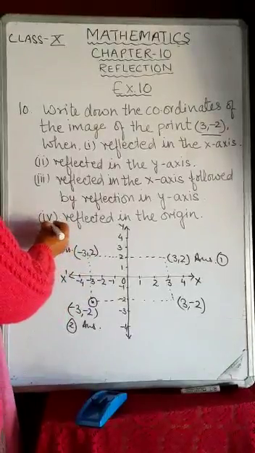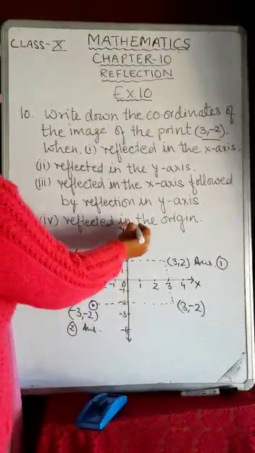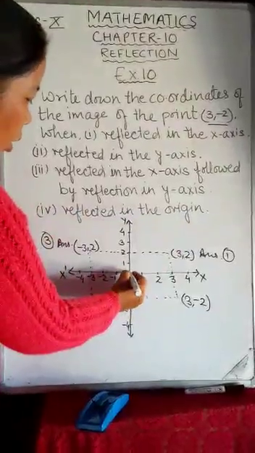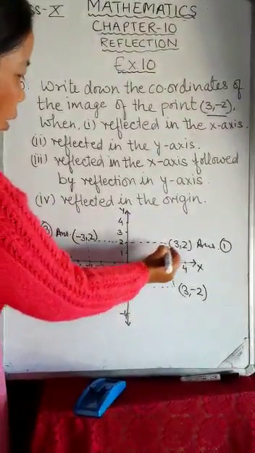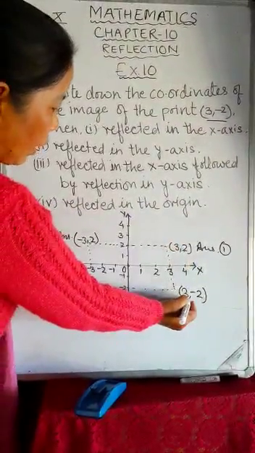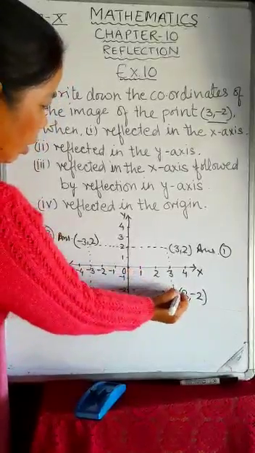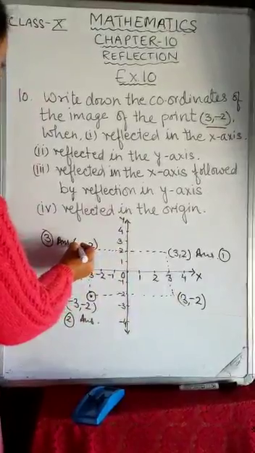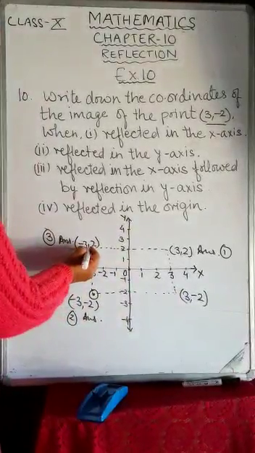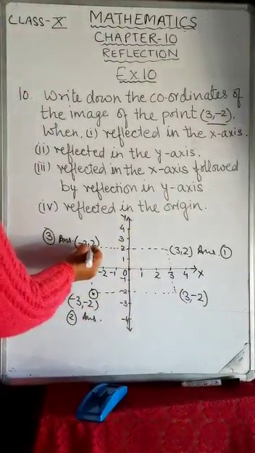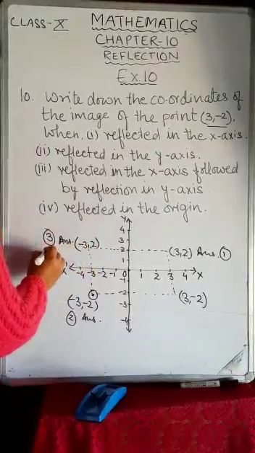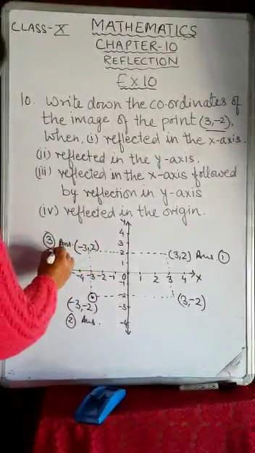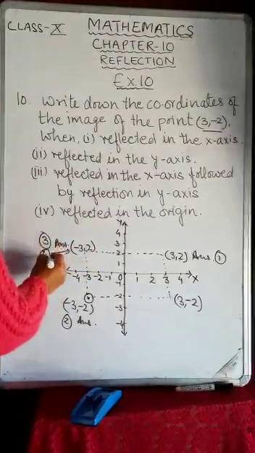Now the fourth part of this question is reflected in the origin. Origin is this. O point is the origin. When this point is reflected in the origin, the reflection will come over here in the third quadrant, and the coordinate of this point is minus 3 and 2. So the answer of the fourth part of the question is also the same as the third one.